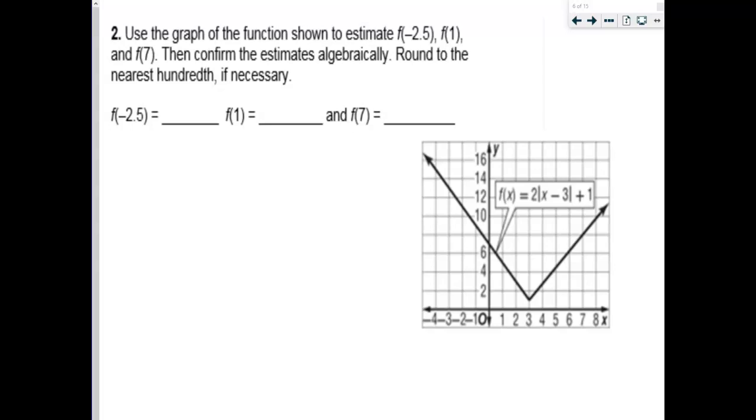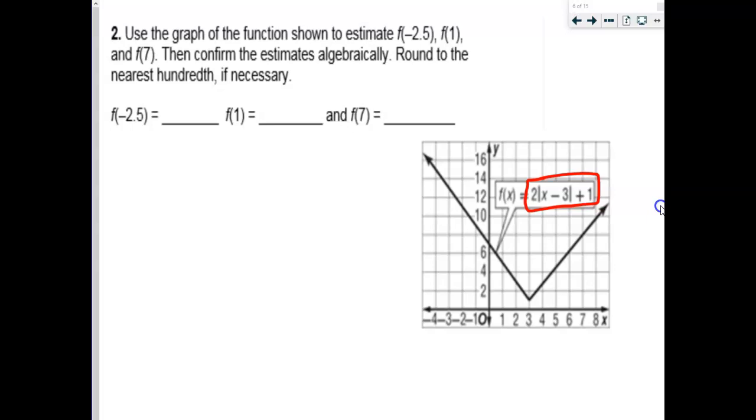Nice absolute value function. So here's the function. We also have a graph, and we're going to do something similar. There is a test question just like this. But on the test, I don't give you the function itself. I only give you the graph. So you have to base your answers off of the graph.